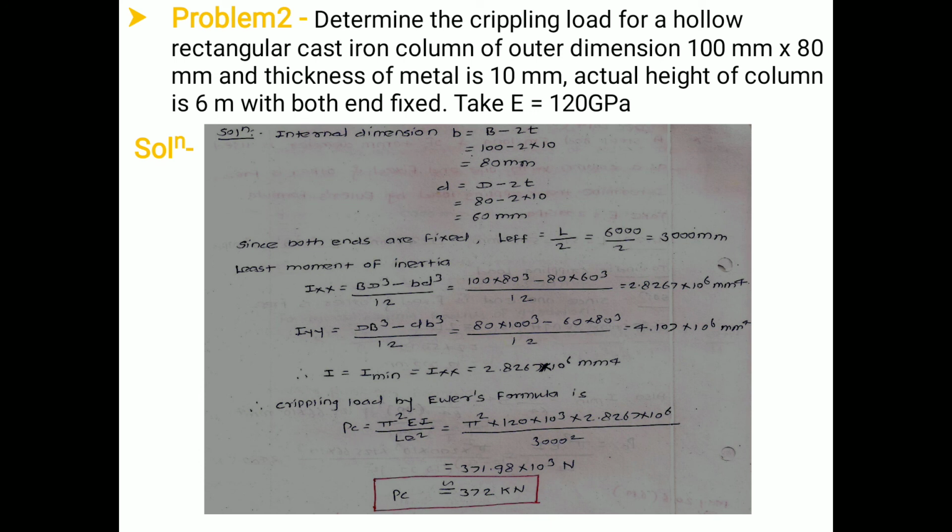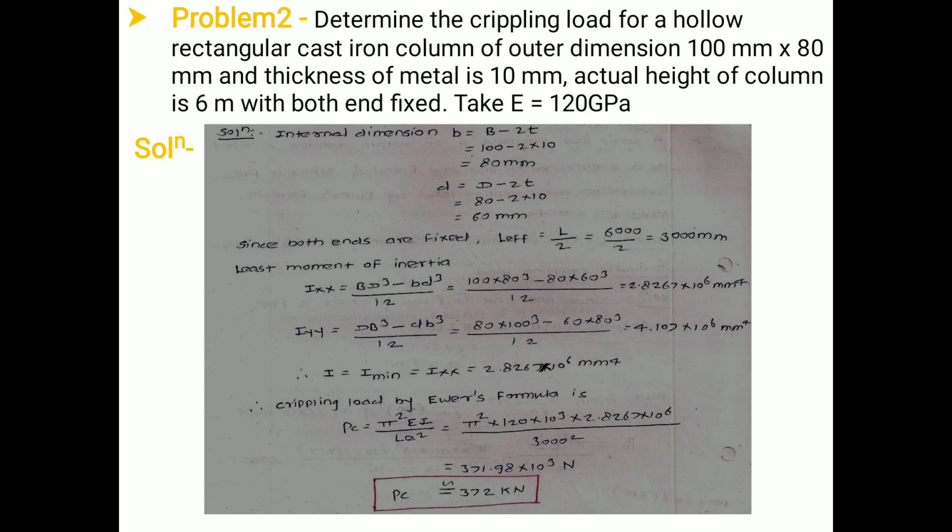Okay, so on putting the values into capital BD cube by 12 minus small bd cube by 12, we have moment of inertia about x axis, Ixx, equal to 2.8267 into 10 raised to 6 mm raised to 4. In the same way, we will find out Iyy also. It is given by capital DB cube by 12 minus small db cube by 12. Now it is about y axis. So after putting the values, we will have the final answer of Iyy equal to 4.107 into 10 raised to 6 mm raised to 4.